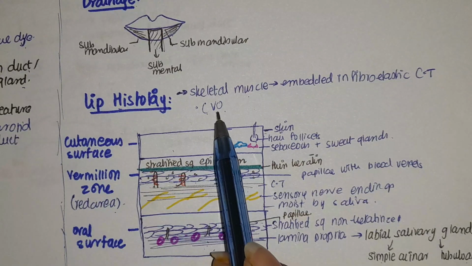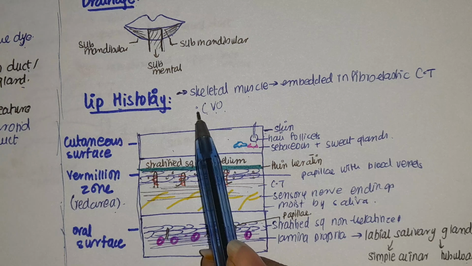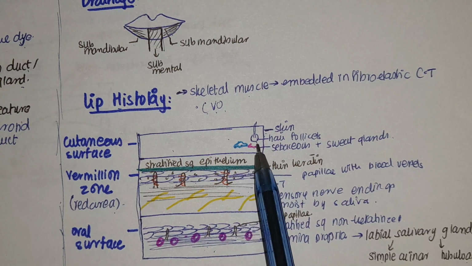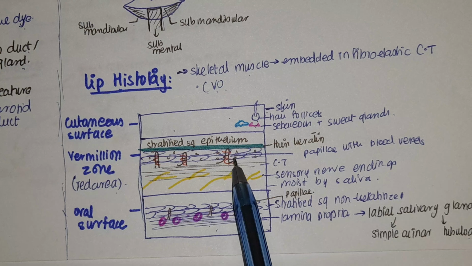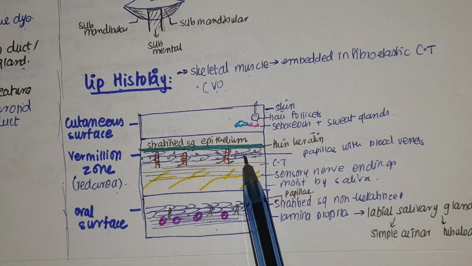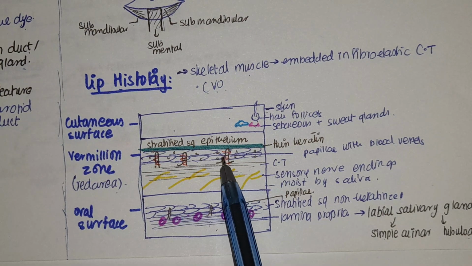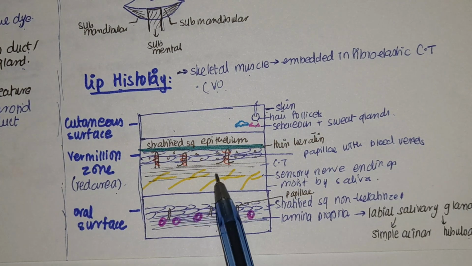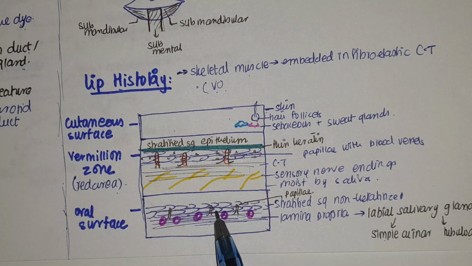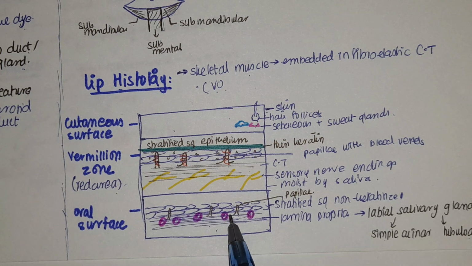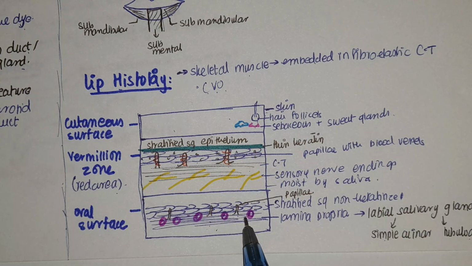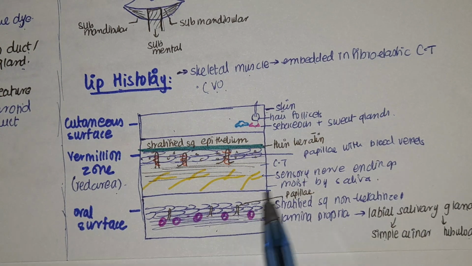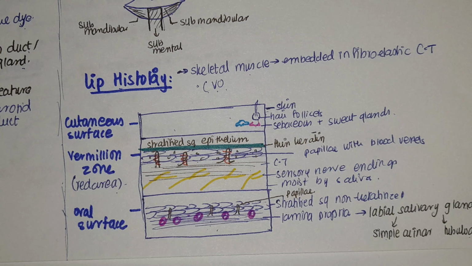So cutaneous, vermilion, and oral part. Cutaneous, which is skin, having hair follicles, sweat, and sebaceous glands. This one having stratified squamous keratinized or thin keratin epithelium with papillae, and papillae have blood capillaries and also sensory nerve endings, kept moist by saliva, and has no sweat and salivary glands. And this oral surface, which is stratified squamous non-keratinized epithelium with connective tissue papillae and labial salivary glands, which can be tubulo-SNR or simple SNR, and they are mucus glands. So this is about the lip histology.